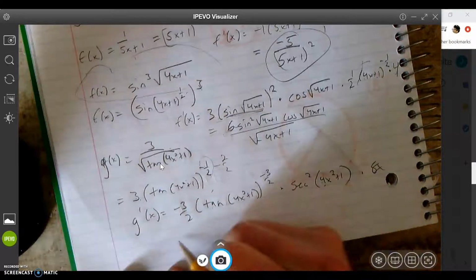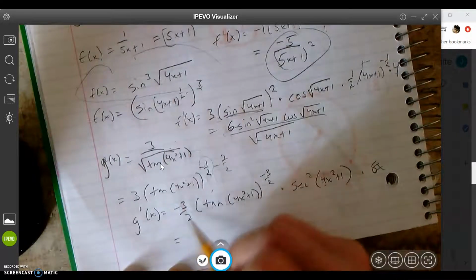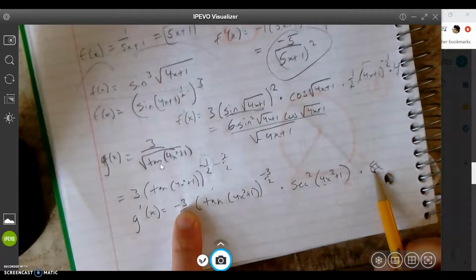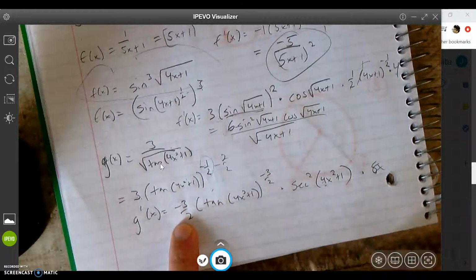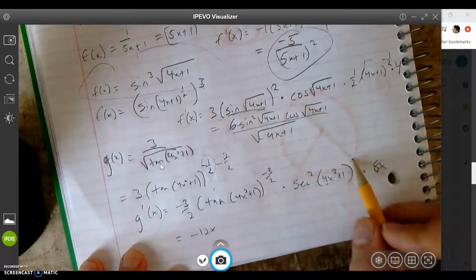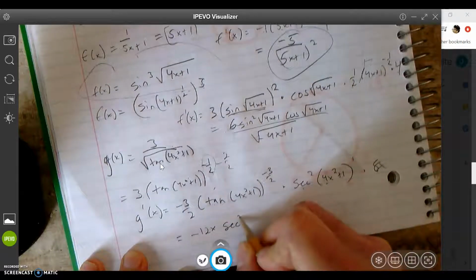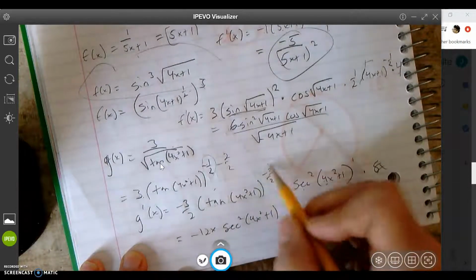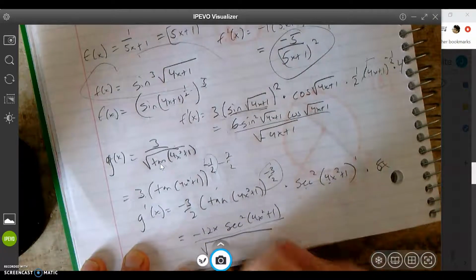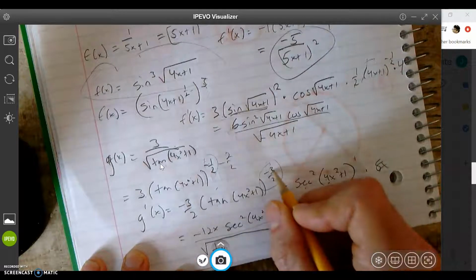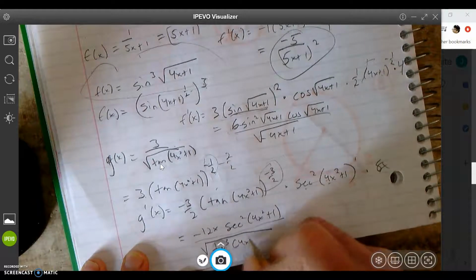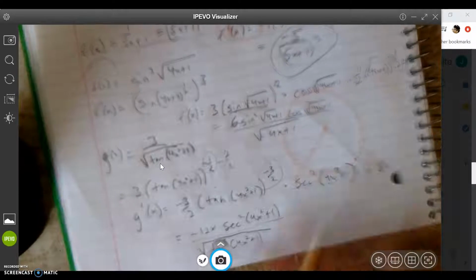So now let's simplify this in case we need to on the AP exam. So negative 3 times 8, which is negative 24, divided by 2, which is negative 12x. This is going to be numerator since it's to the first power. So secant squared 4x squared plus 1. This is a negative exponent, so this goes to the denominator. So it is the square root of the tangent of 4x squared plus 1 to the third power. There you go. Sorry, now you see it.